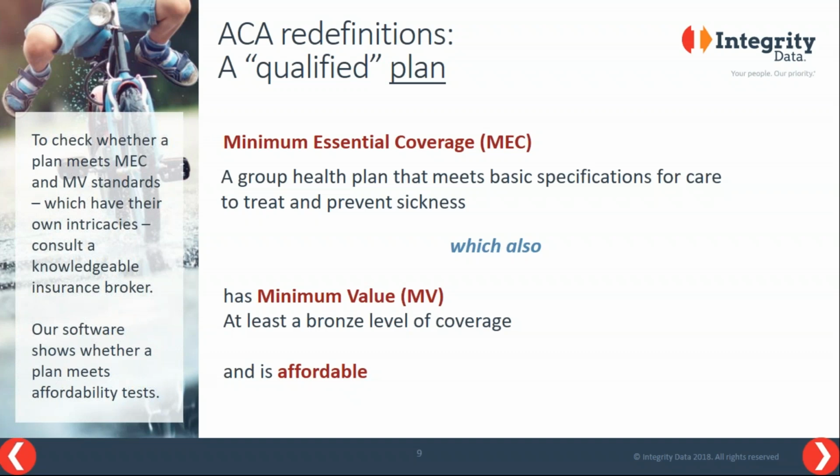Employers need to keep in mind that just offering minimum essential coverage is not enough for the organization to avoid coverage penalties. An employer must offer coverage that meets minimum value standards, and the coverage must be affordable in order to avoid ACA penalties. The concept of what constitutes minimum value is something a good insurance broker can explain. We will not spend a lot of time on that particular aspect.